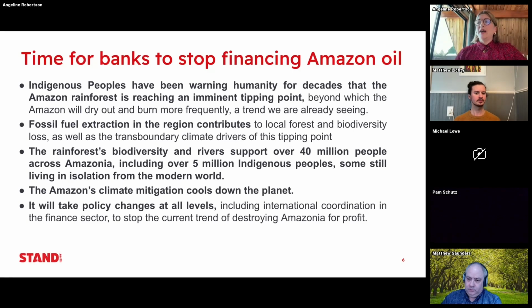The rainforest's biodiversity and the rivers support over 40 million people across Amazonia, including over 5 million Indigenous peoples, some still living in isolation from the modern world. And the Amazon acts as a climate mitigation to cool down the planet. So we really believe it takes policy at all levels, including international coordination in the finance sector, to stop the current trend of destroying Amazonia for profit.